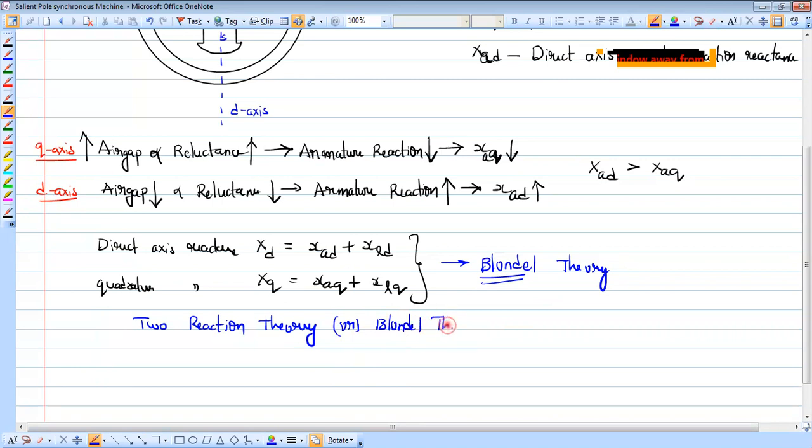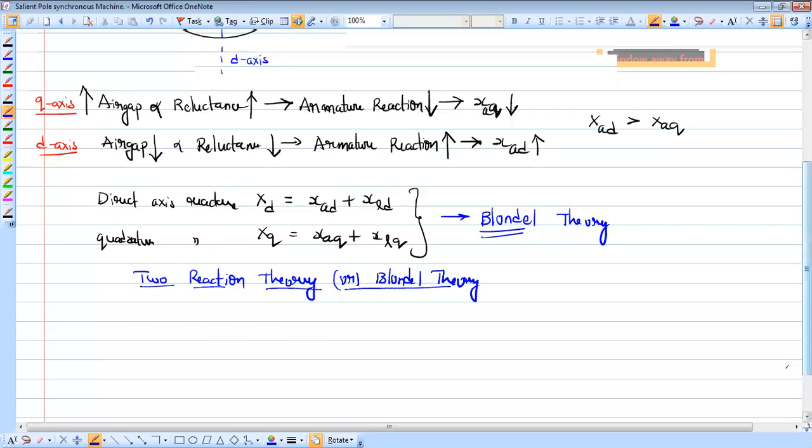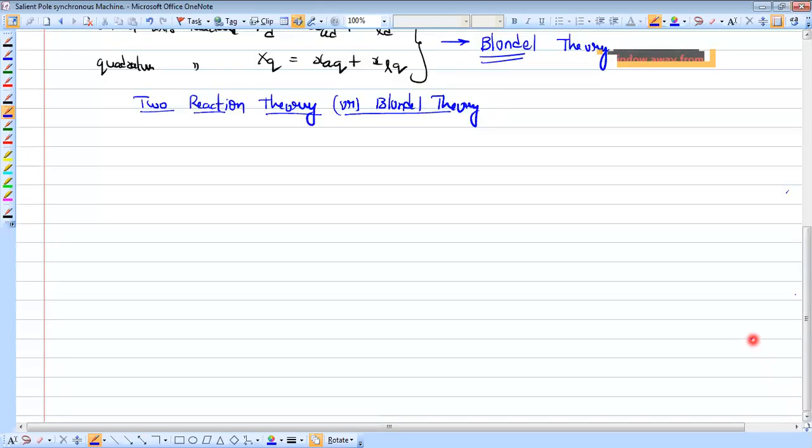If they ask in examination regarding this two reaction or Blondel theory, you need to write the same thing that I discussed here. And in addition to this, you need to draw the phasor diagram also. Okay, so the phasor diagram also you need to draw. Let us see the phasor diagram of a salient pole synchronous generator.